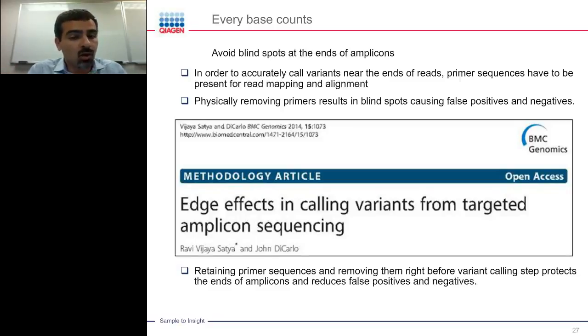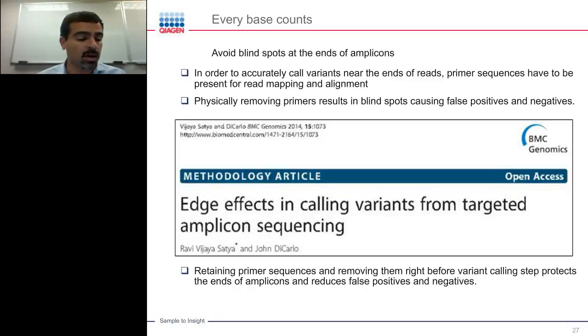So you do not call variants within the primer sequences, but you want to keep them on the ends of the amplicons so you can protect the ends of the amplicons and allow every single base to be sequenced. Now, this was very nicely shown in a paper that was published earlier this year from a group in Germany who wanted to do a comparison between the different PCR or multiplex PCR-based approaches.